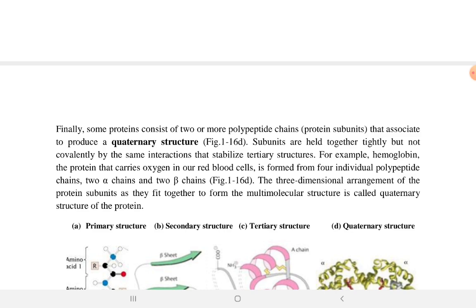The three-dimensional arrangement of the protein subunits as they fit together to form the multimolecular structure is what we call the quaternary structure of protein. It's all about the three-dimensional arrangement of protein subunits fitting together, and if they form a multimolecular structure, it takes the title of quaternary. As I said, hemoglobin consists of 2 alpha chains and 2 beta chains. If formed together, it forms what we call a quaternary structure.